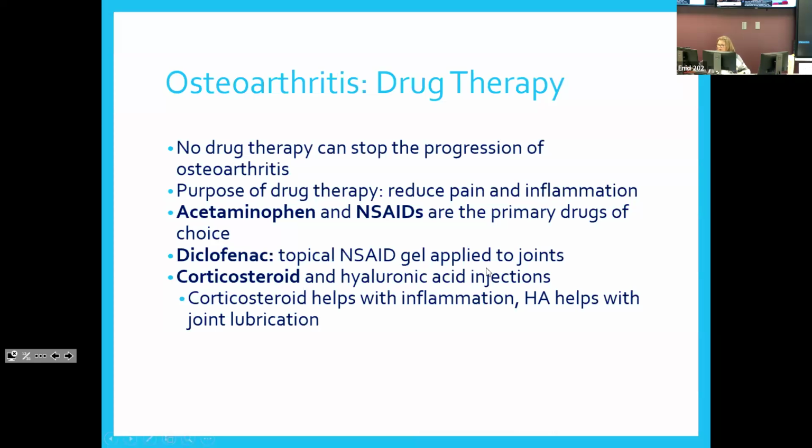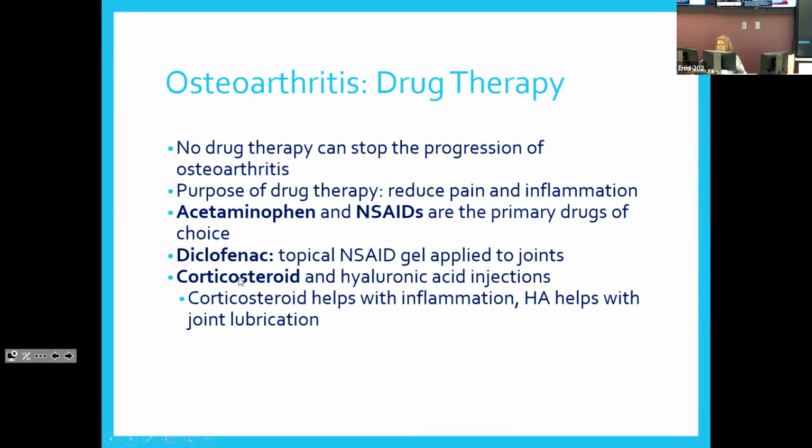Okay, so osteoarthritis and the drug therapy: there's no medication that can stop the progression of osteoarthritis. The purpose of the drug therapy is to reduce pain and inflammation. We talked about acetaminophen and NSAIDs. So you're going to have your ibuprofen, and there's other medications like Mobic that they can give for chronic arthritic pain. Diclofenac is a topical NSAID gel that you can put on the joints, and they sell that over the counter now.